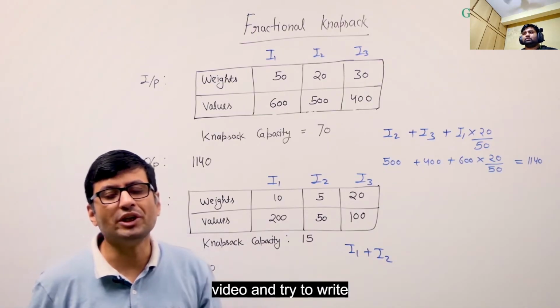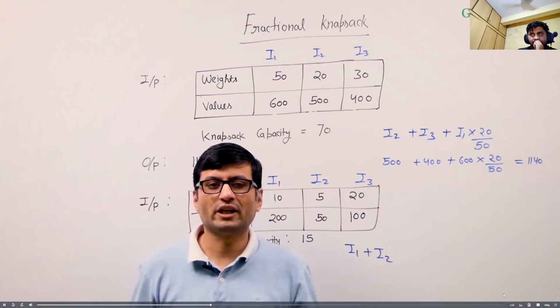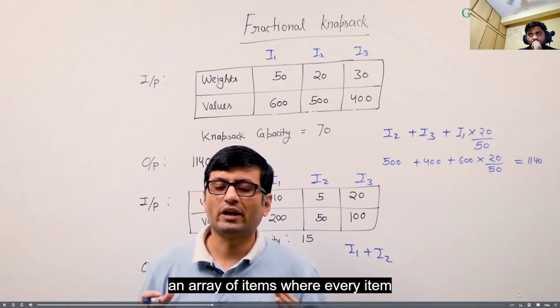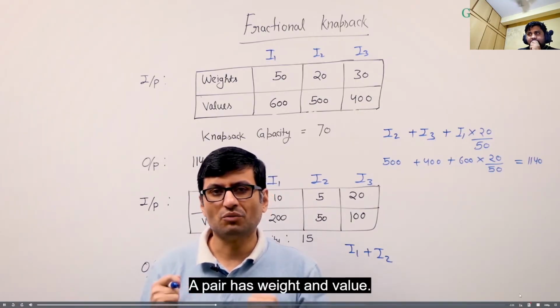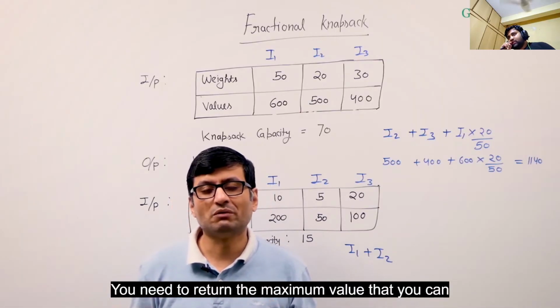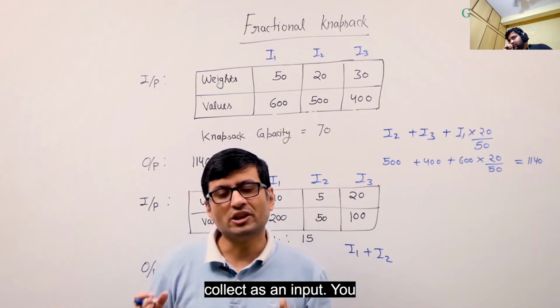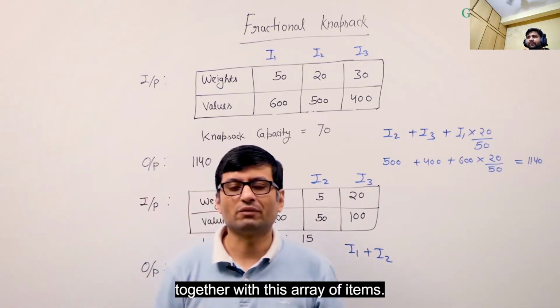Now please pause this video and try to write down a program that takes an array of items where every item is represented by a pair. A pair has weight and value. You need to return the maximum value that you can collect. As an input, you are also given the knapsack capacity together with this array of items.